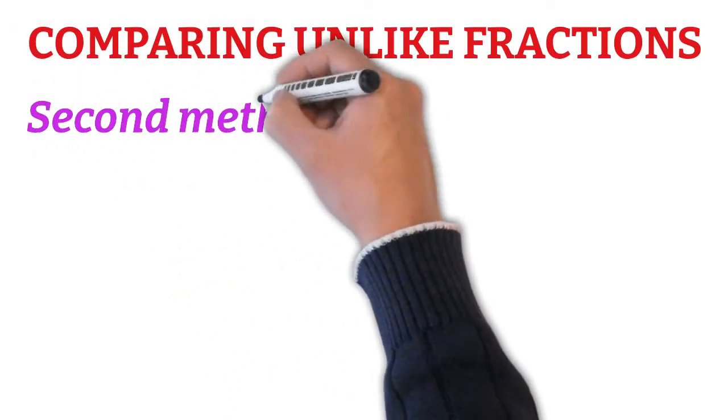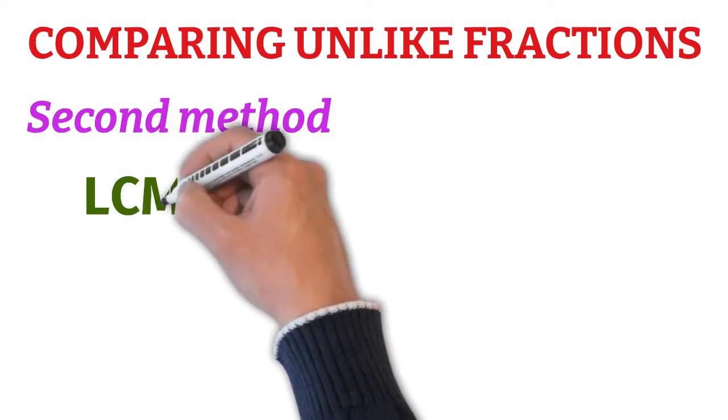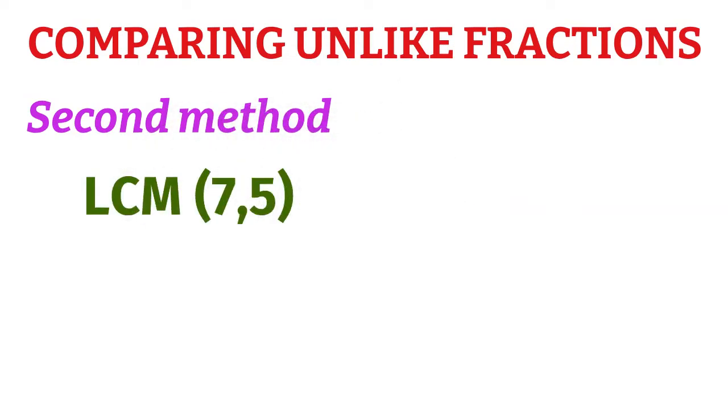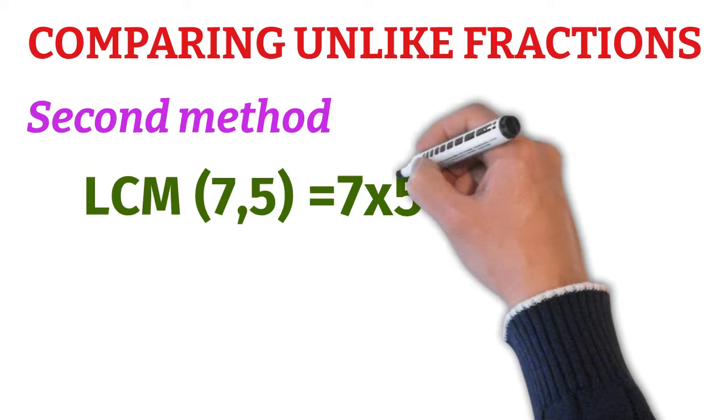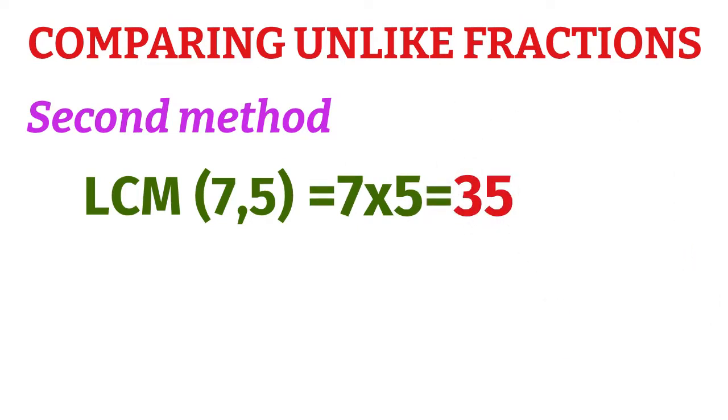In second method, we have to find the LCM of the denominators, that is 7 and 5. Then taking the LCM as common denominator, we can change the numerators accordingly and thus convert the unlike fractions into like fractions. Now as 7 and 5 are prime numbers, LCM of 7 and 5 equal to 7 into 5, that is 35. Because we have already known LCM of 2 or more prime numbers is always the multiple of them.